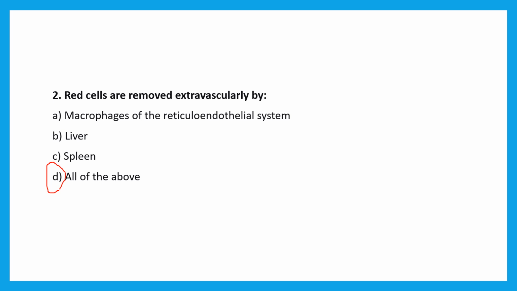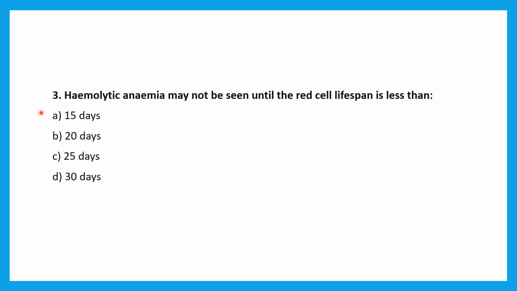We go to question number 3. Hemolytic anemia may not be seen until the red cell lifespan is less than A, 15 days, B, 20 days, C, 25 days, D, 30 days. Look at this question. Hemolytic anemia may not be seen until the red cell lifespan is less than what?